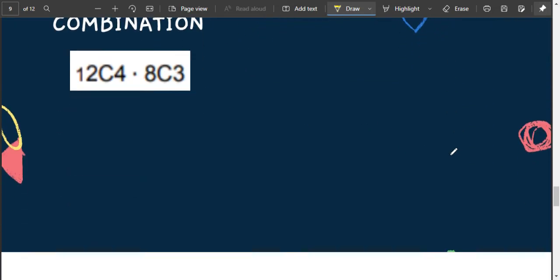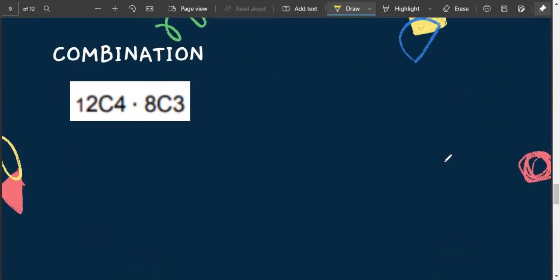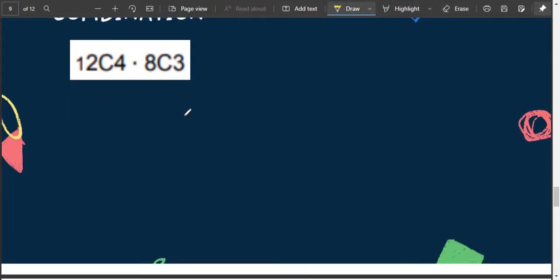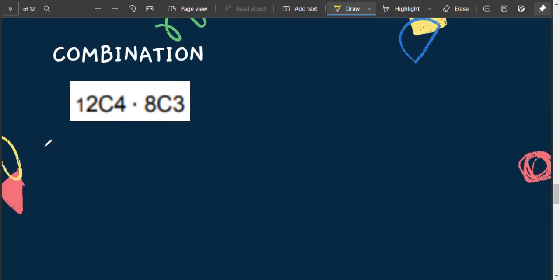So, let's have another example. Dito, sasabihin ng iba, Ma'am, bakit ang dami-dami na naman niyan? Hirap-hirap na. Hindi po yan mahirap class. Dalawa lang yan, pero ang gagawin nyo dyan, kukunin nyo muna yung combination netong una, tapos yung combination netong pangalawa, tapos i-multiply nyo yung sagot nila. Okay? So, ganun lang kadali yun. So, let's try. Start muna tayo dito sa 12C4.